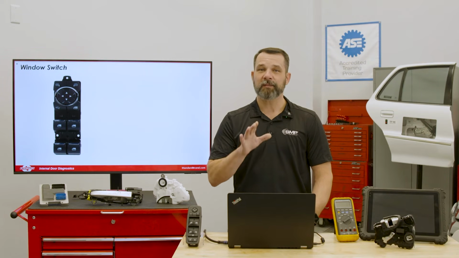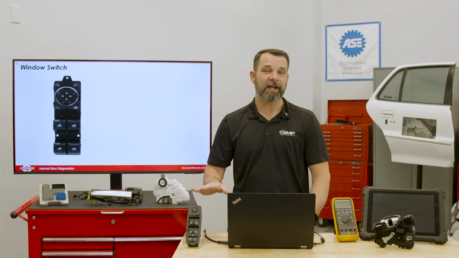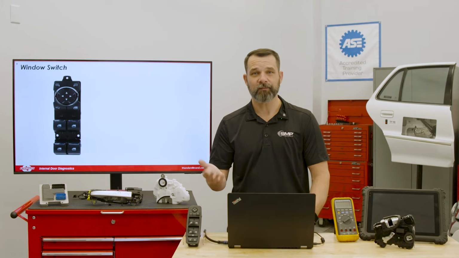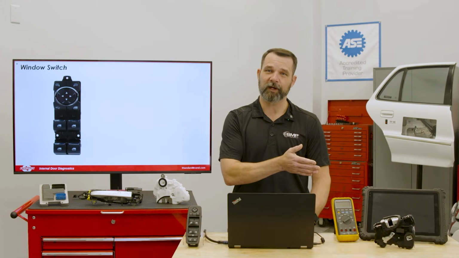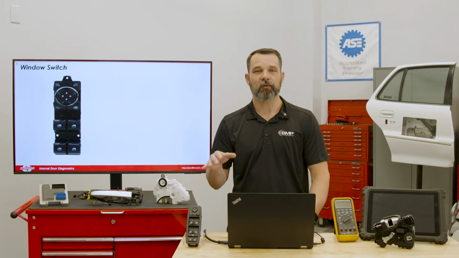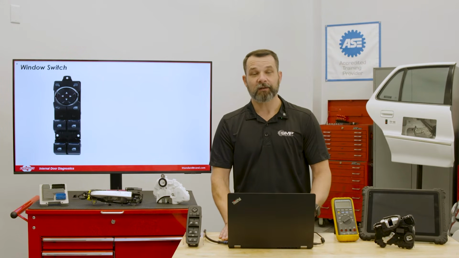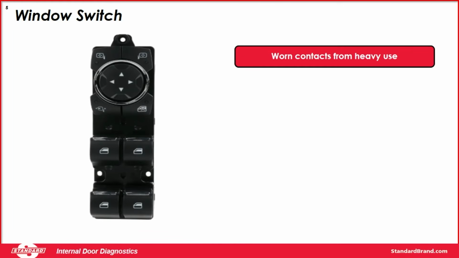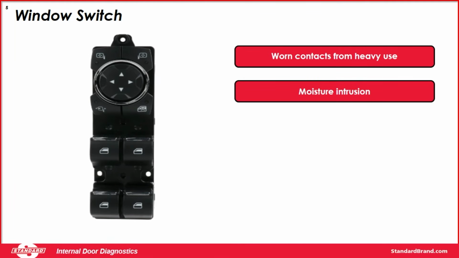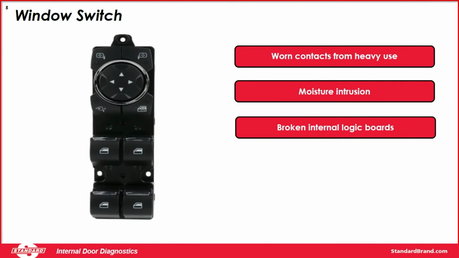And a quick tip here, because of this style of communication, a bad switch can look like a motor problem, and a bad body control module or door control module can look like a switch problem. So thorough inspection and diagnosis are definitely recommended here as well. Now, the most common failure points here, again, are worn contacts from heavy use. We see this a lot on fleet vehicles. And then once again, moisture intrusion. It's a big factor, along with broken internal logic boards. Sometimes just one hard slam of the door can be enough to damage not only the components inside the door, but the switches as well.